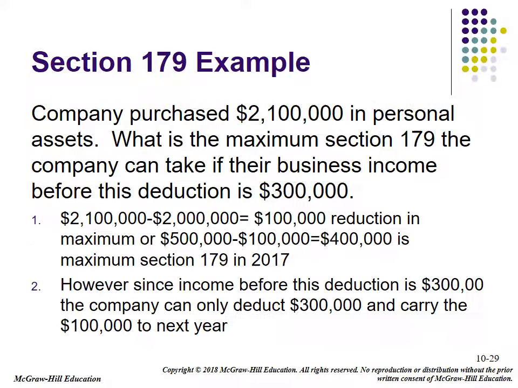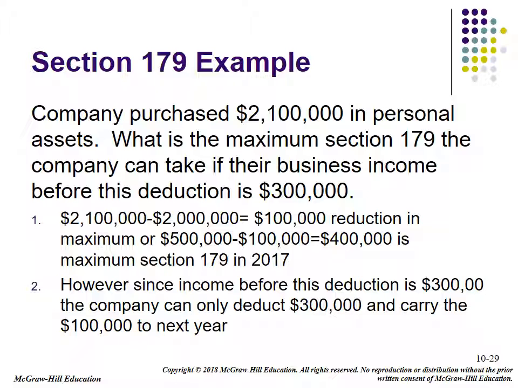So let's take a look. A company purchased $2.1 million in personal assets. What is the maximum Section 179 the company can take if their business income before this deduction is $300,000? Well, first of all, their purchases were $2.1 million. So we subtract $2 million, the maximum asset purchase before you have to reduce your Section 179. They purchased $100,000 over that. So that $500,000 maximum is reduced by $100,000. So $400,000 is the maximum Section 179 this company could take in 2017.